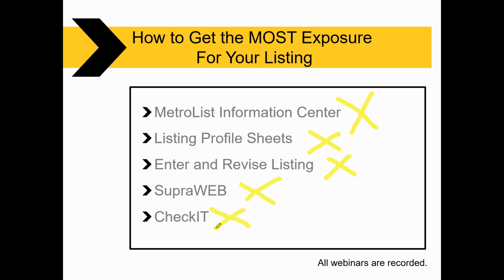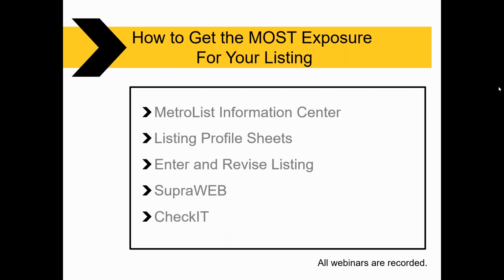And then lastly, we'll wrap up with CheckIt. CheckIt's a tool that we introduced a few years ago that runs your listing once you input it into the MLS against the MLS rules and tax records, just to ensure that everything is accurate. So we'll be going through that. It's a great little tool feature that we've added here.